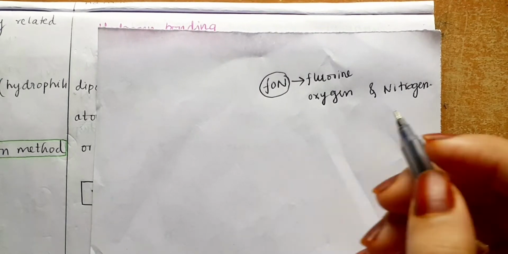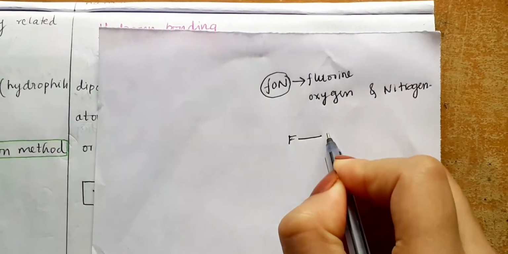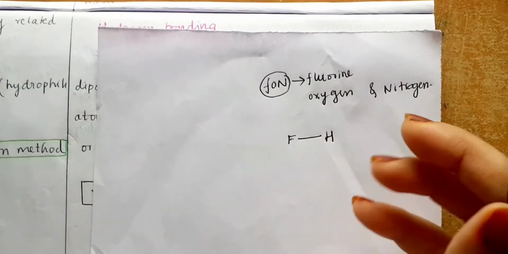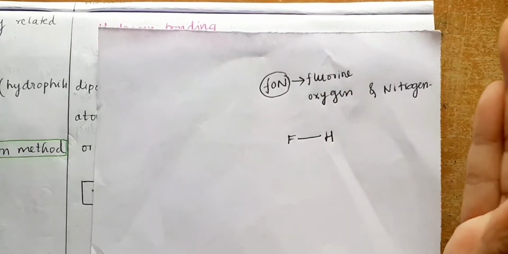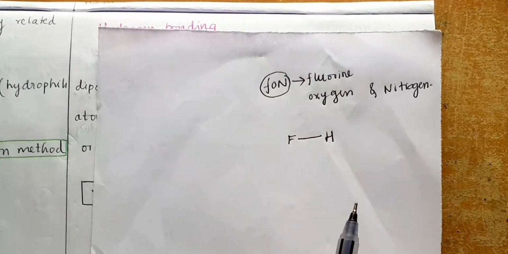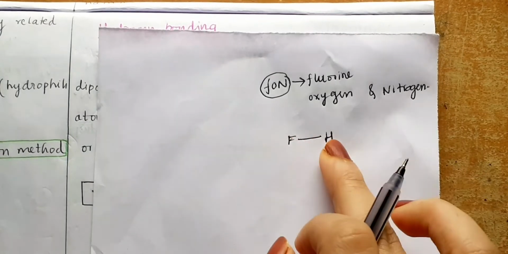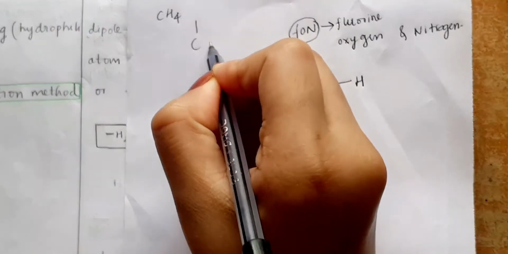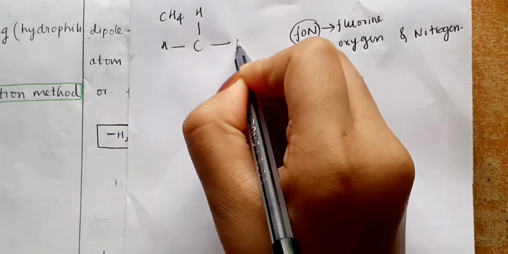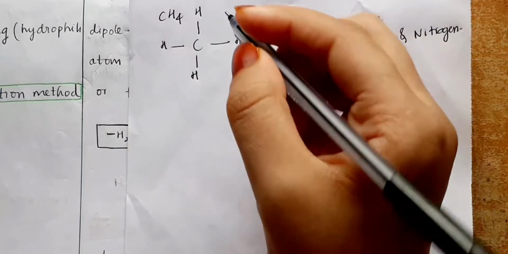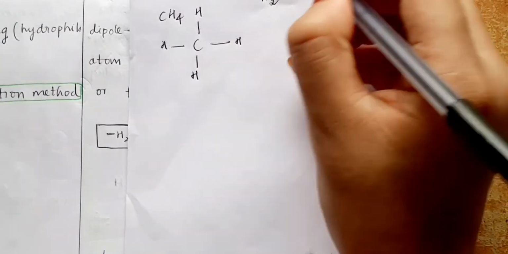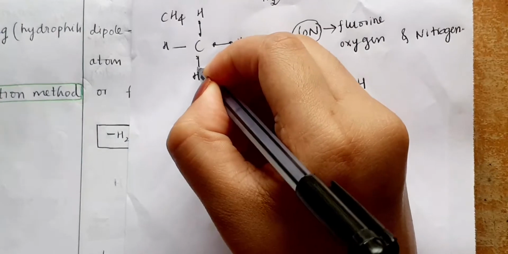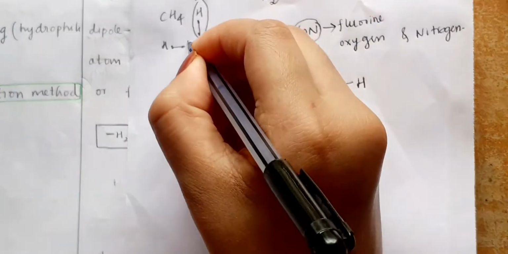For example, when fluorine gets combined with hydrogen, since fluorine is highly electronegative, it attracts the electron towards it. If you want the compound to be stable, there should be equal sharing between them. Take an example of CH4. The CH4 structure is like this: H, H, H and H. If hydrogen has to be stable, it should have two electrons attached to it. So it is here, here, two here and here. Hence the bond is formed.